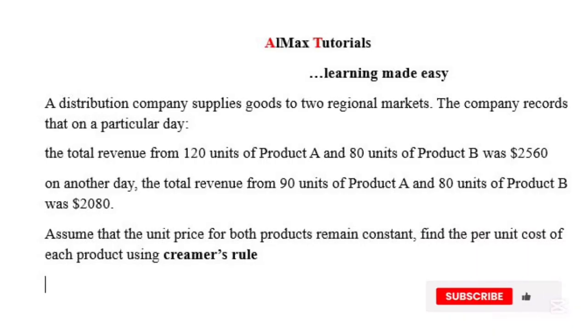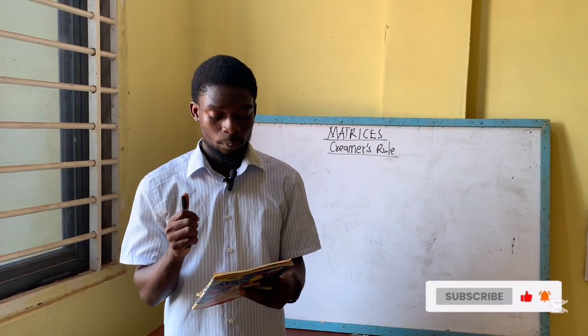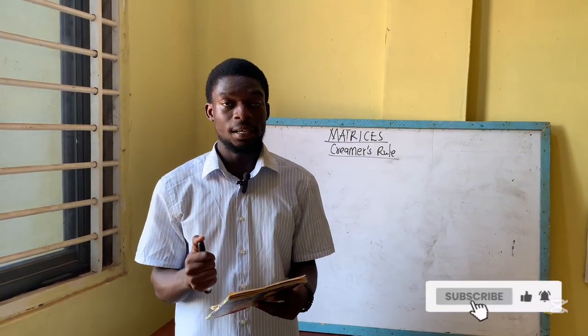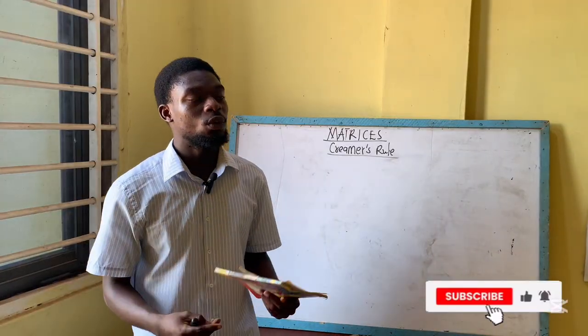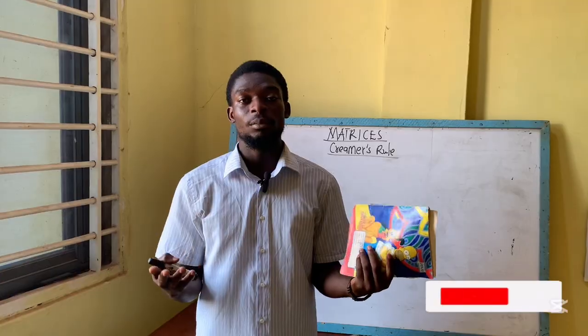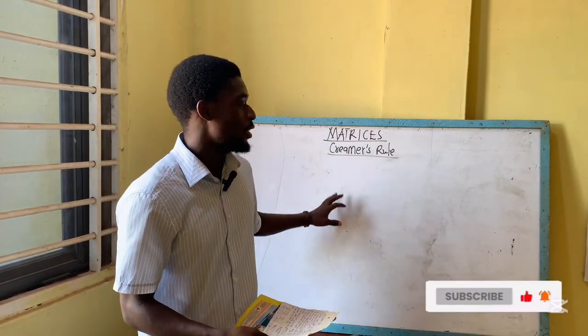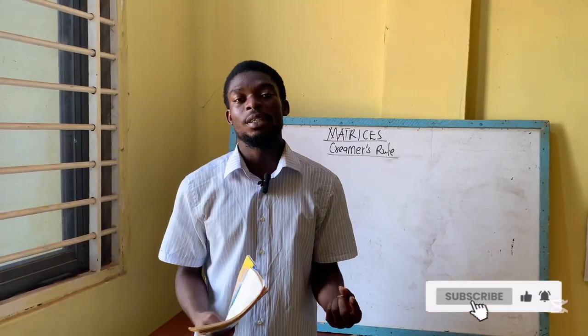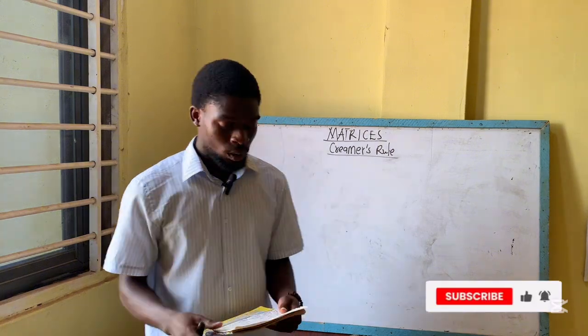Now, after reading the question, we are being restricted to find the unit price for product A and B, assuming that they are all constant, using Cramer's rule. Cramer's rule is quite different from the inverse of a matrix, but then Cramer's rule is not that difficult. It's as simple as that. And I think by the end of this video, you'll be able to solve complex matrices equations or any equation at all using Cramer's rule.